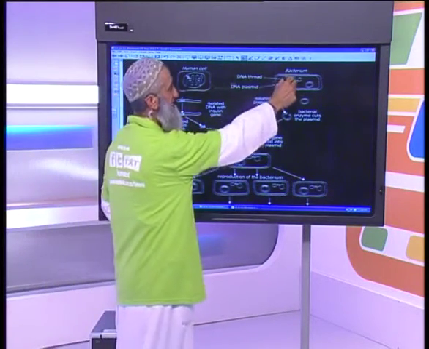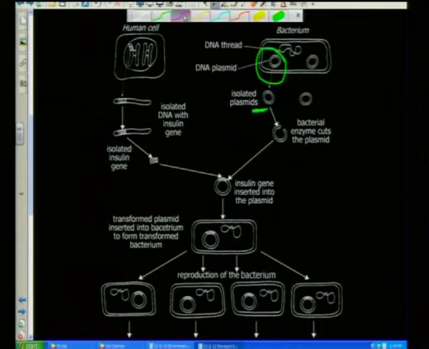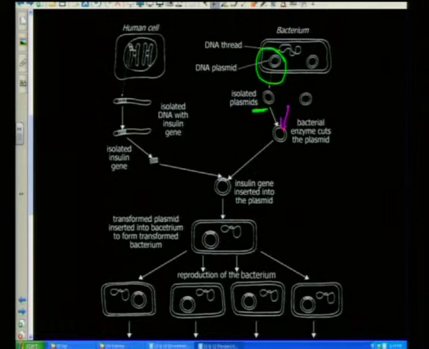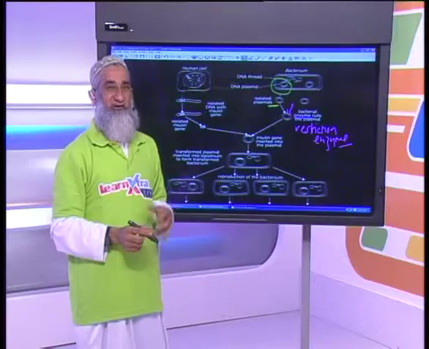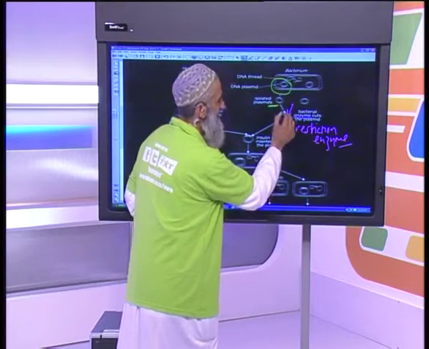At the same time, they get a bacteria. They take a plasmid. They isolate it and they've cut it. Look at this diagram here. They have cut it using an enzyme. These enzymes are called restriction enzymes. By the way, this enzyme works like a scissor, not a physical scissor, but a chemical scissor that breaks this plasmid and leaves a spot there.